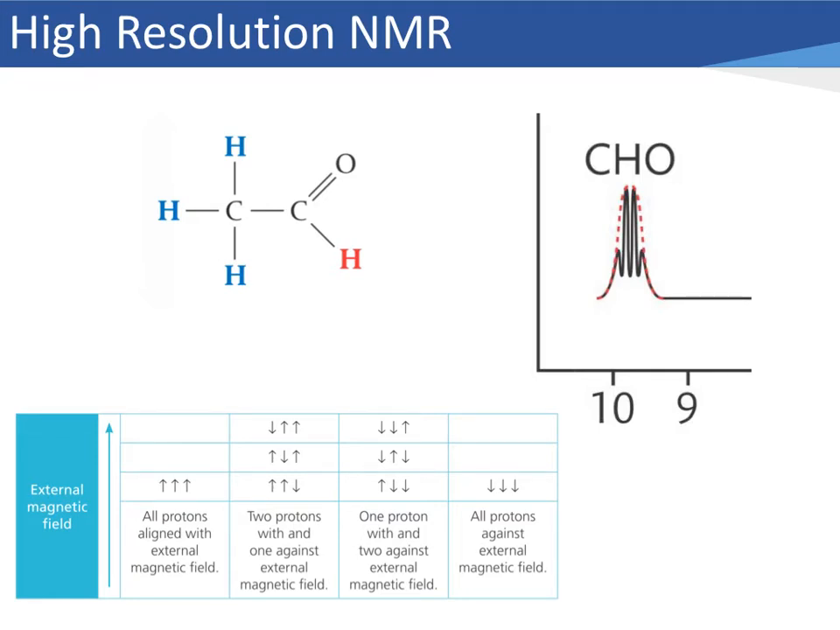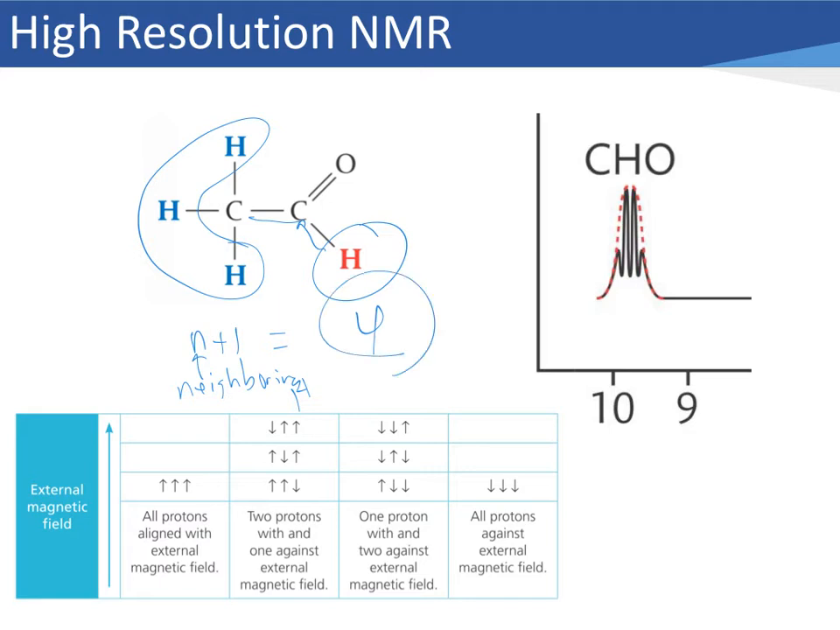So let's look at the aldehyde hydrogen first. The aldehyde hydrogen is bonded to a carbon, and next to that carbon is a carbon that contains 3 hydrogen atoms. So if we say n plus 1, where n is the number of neighboring hydrogen atoms, I get 4 because there are 3 neighboring hydrogens. 3 plus 1 is 4. So these 3 hydrogens cause this high-resolution single hydrogen atom to split into 4 peaks.